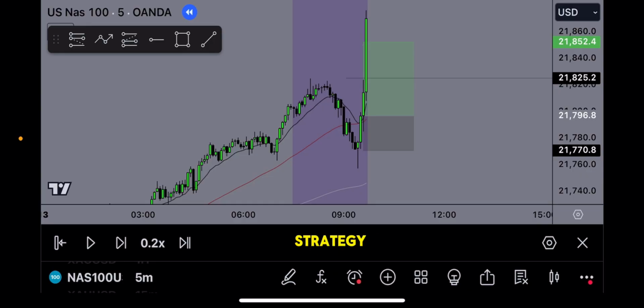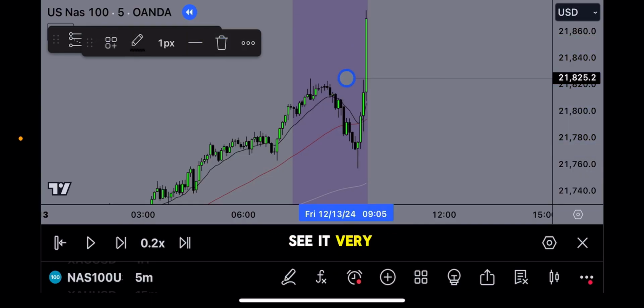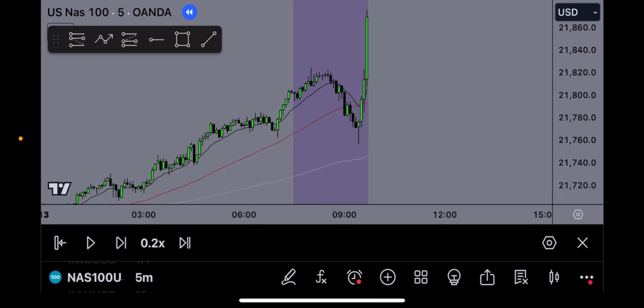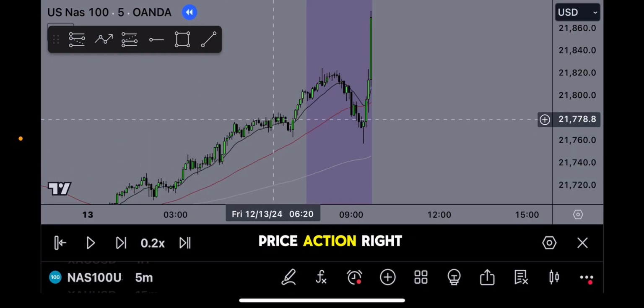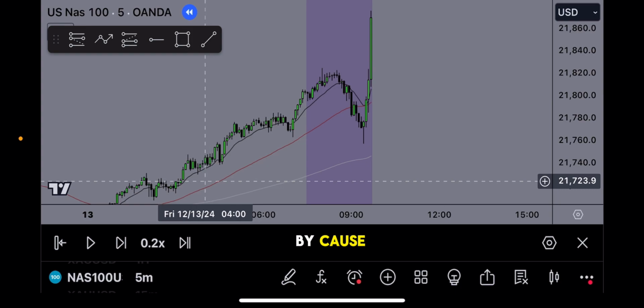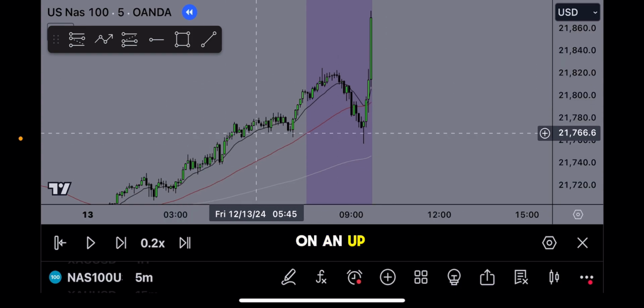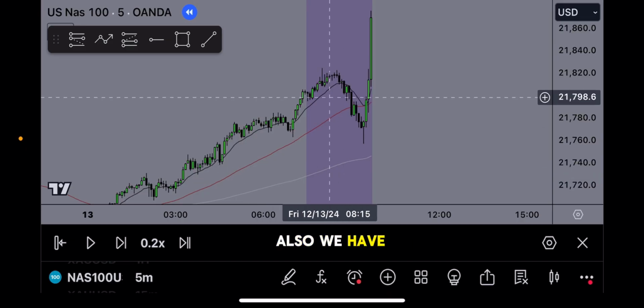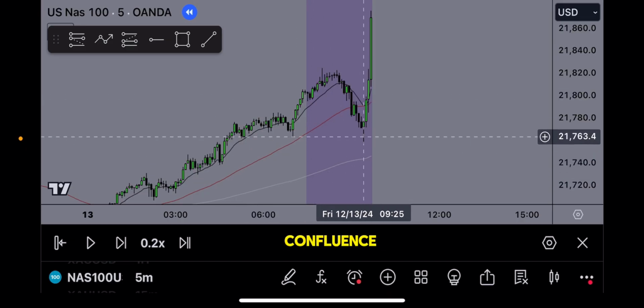Mind you, this strategy, you're going to see it very often. You're going to see it very often, a lot of the times. All right? But that doesn't mean you should take every trade that you see. You want to make sure all the trades line up with confluence and price action, right? Here, I took this buy because why? Price is continuously going up. It's on an uptrend. Also, we have the 3 MAs underneath, giving me extra confluence.